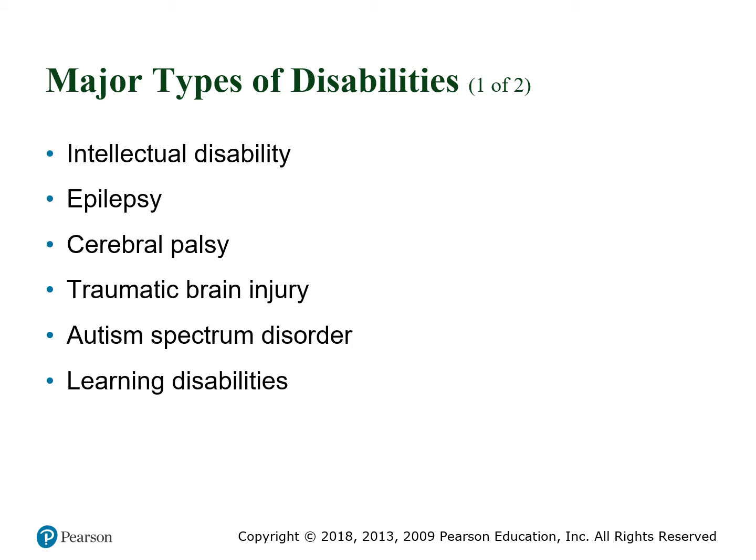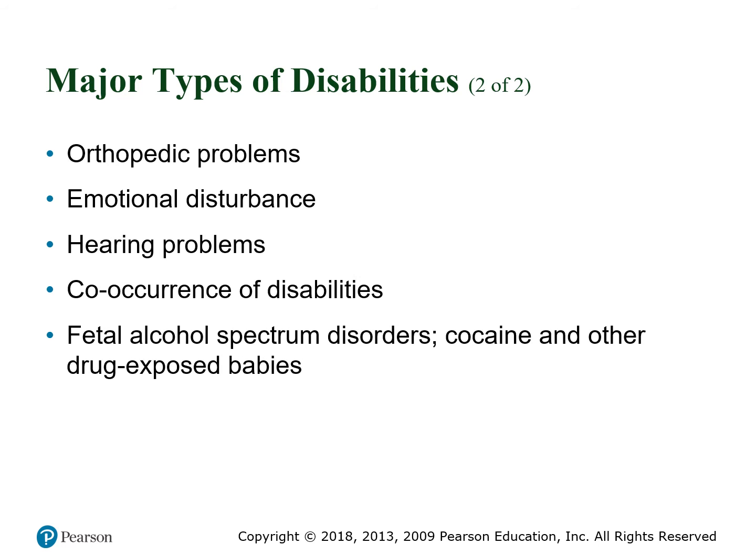So major types of disabilities, those are identified here. I would suggest you go through these with your book as well. And this is the second chapter. Remember, disabilities can be biologically based or psychosocial based.